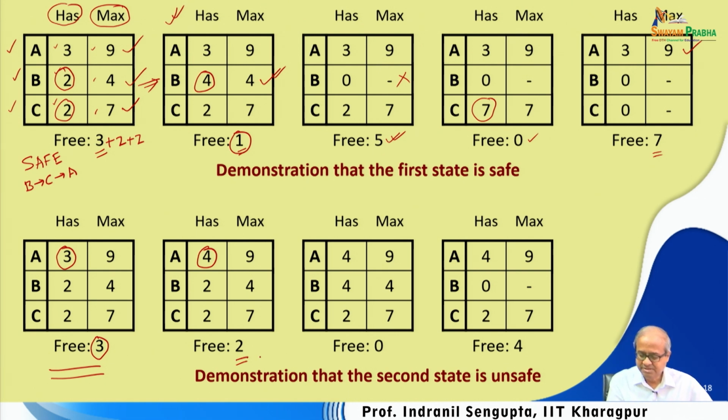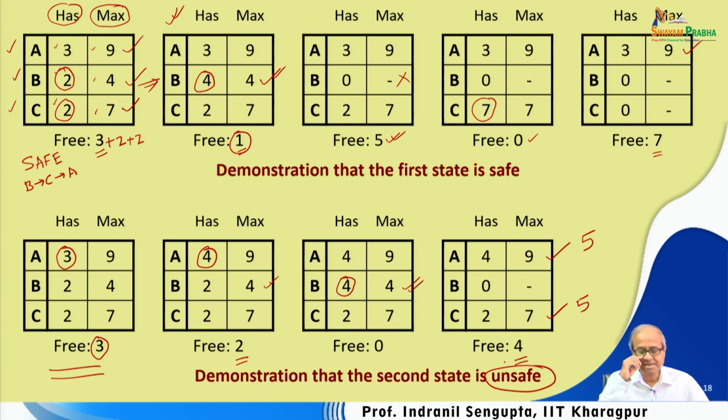Now, this 2 can be given to B. Let us say now B requests 2, B will get 4, B will finish, B has all the 4. So, after finishing, these 4 resources will become free. Now, in the present scenario, A requires 5 more, C requires also 5 more, but the number of free resources is 4. None of A and C can proceed. So, you cannot find a safe sequence, this state is unsafe.